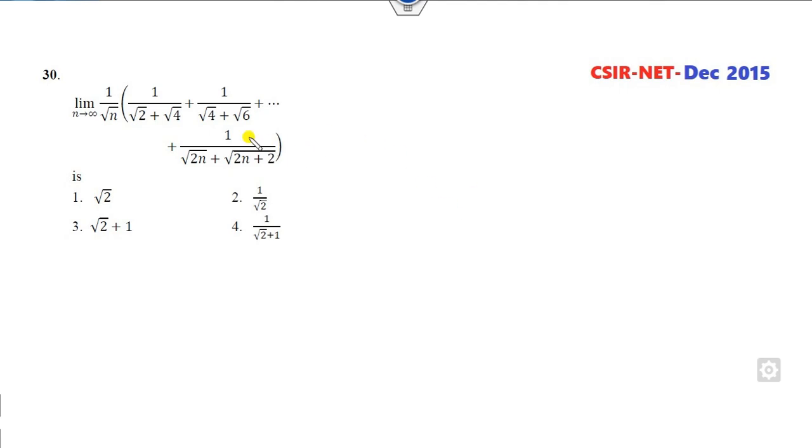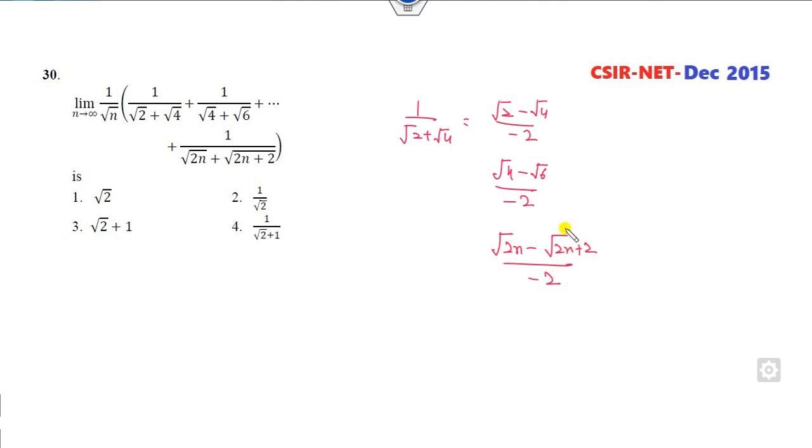Okay, look at this another one. So this is square root. I can rationalize them. You can see if I rationalize them, it will be root 2 minus root 4 over minus 2. Look at the second pair. It is root 4 minus root 6 over minus 2. Look at the last pair. It's root 2n plus 2 over minus 2.